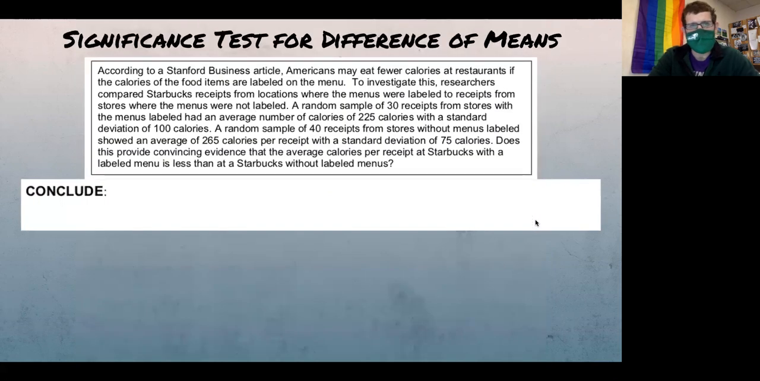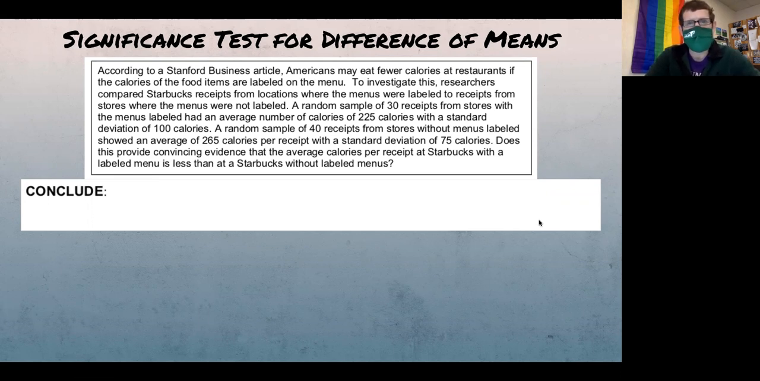I already verbalized the conclusion, so I'm not going to write it out. Because the p-value is less than our significance level, we reject the null hypothesis. There is convincing evidence that, and I won't read the rest of it. That would be our conclusion. All right, and that's really it.